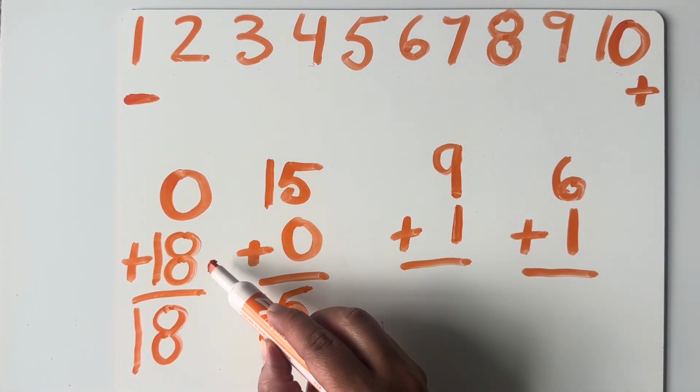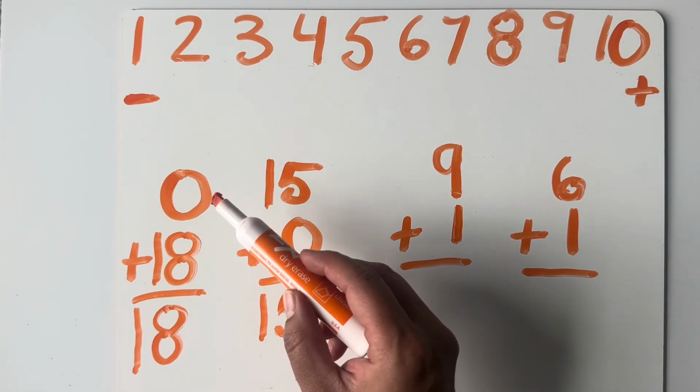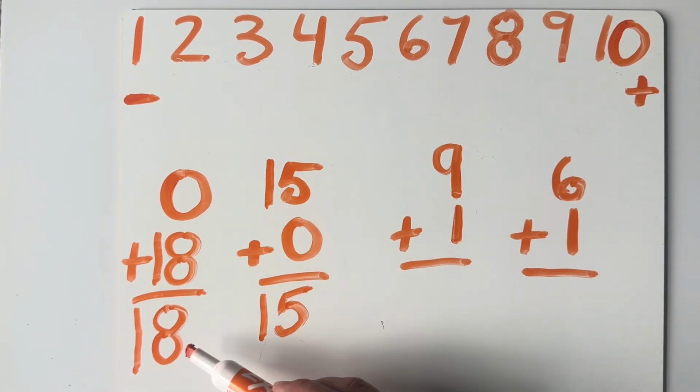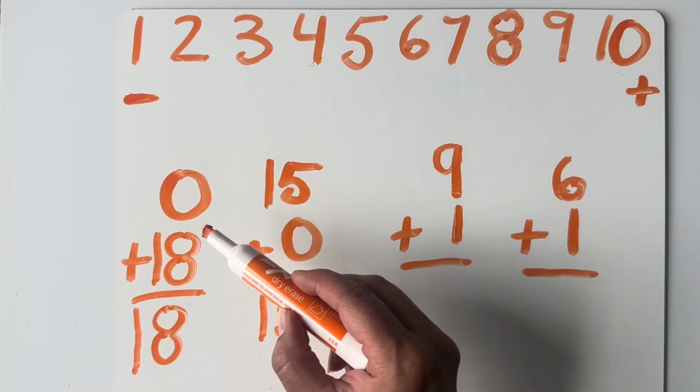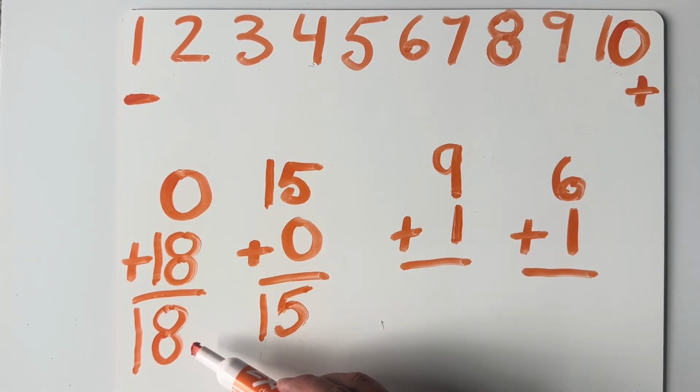0 plus the number equals that number. 0 plus the number equals that number. 0 plus the number equals that number.